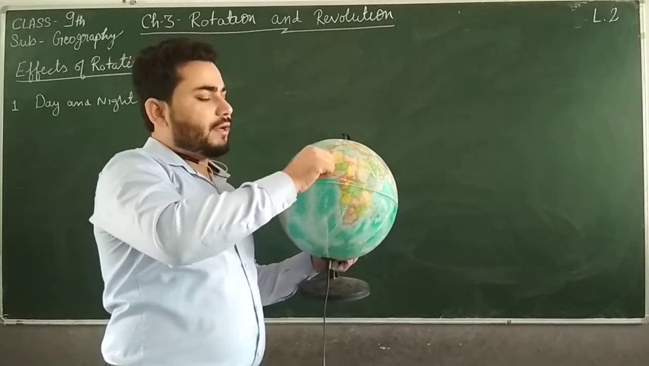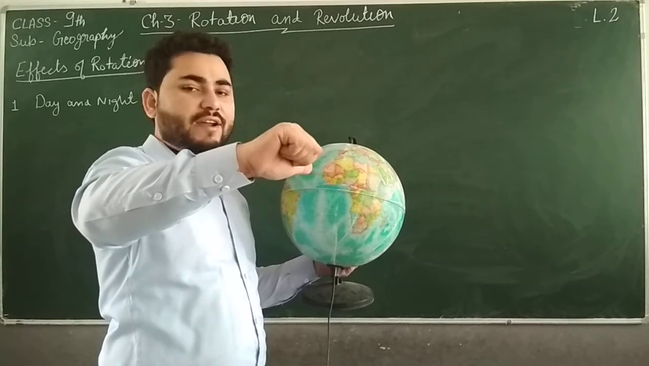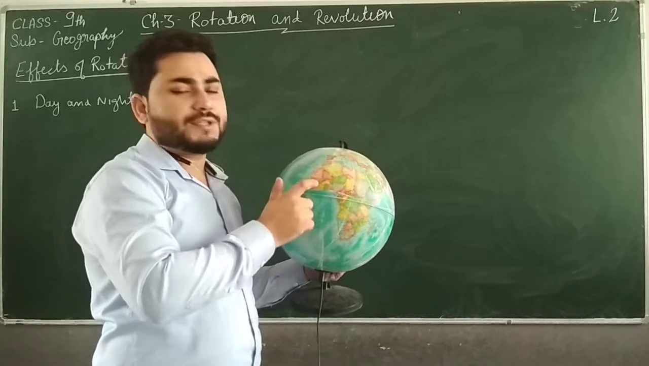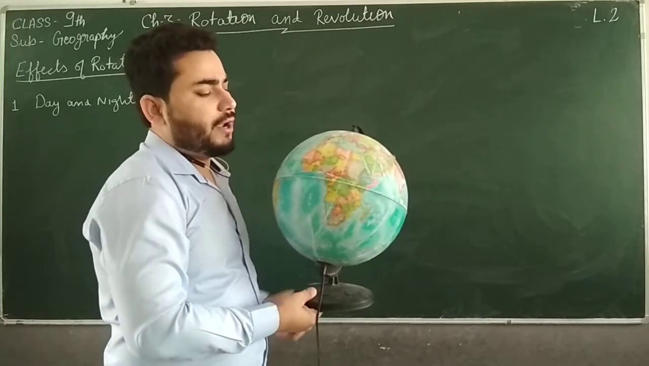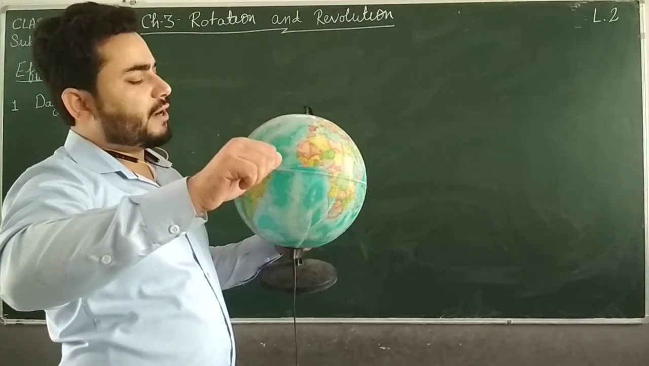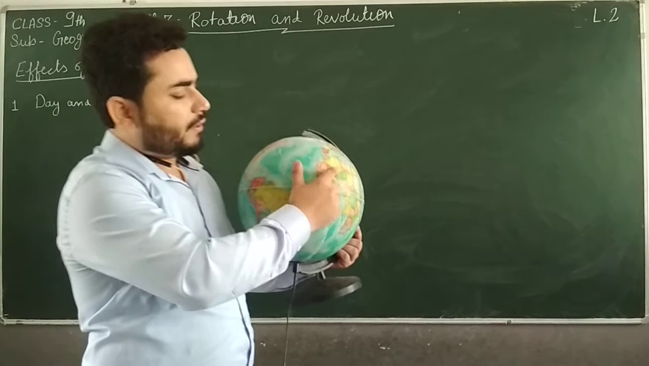Now here it will experience noon. Why? Because the sun rays will fall directly, the sun rays will be perpendicular to this place, clear. So here it will be noon, and then afterwards it will keep rotating, and then it will move this side.